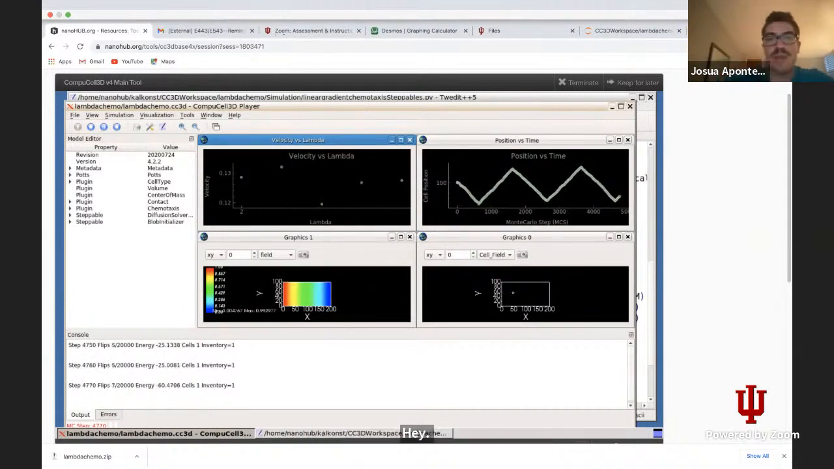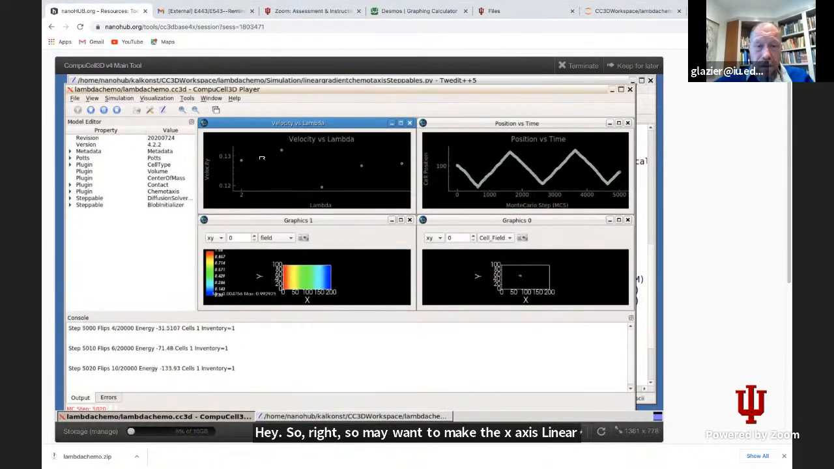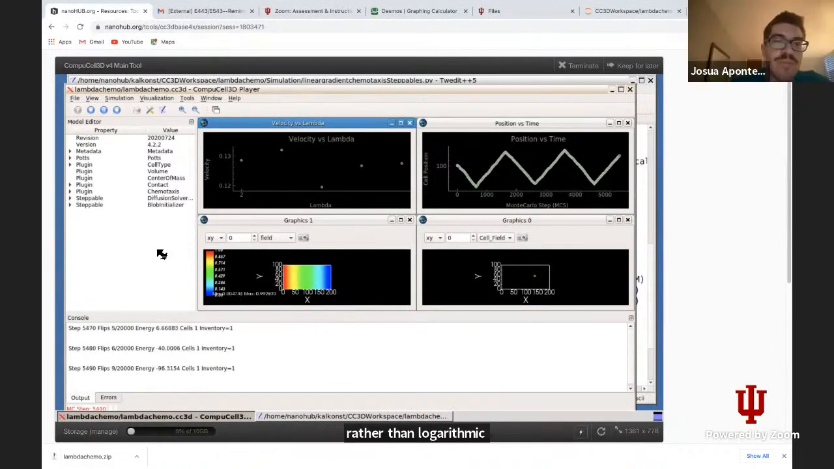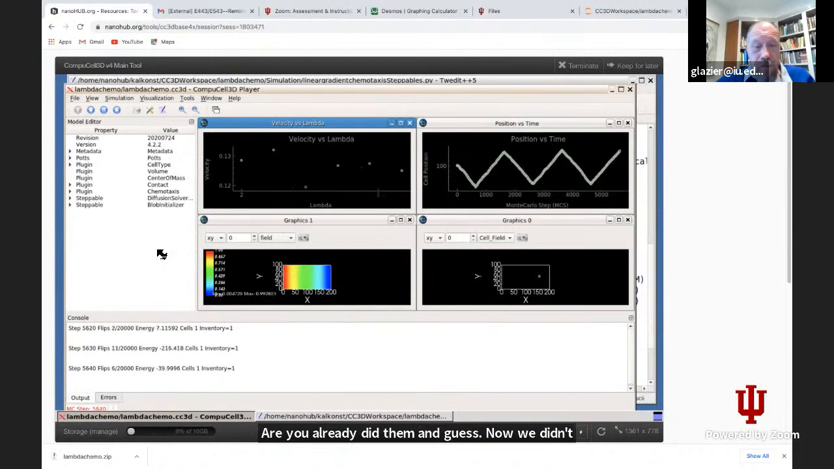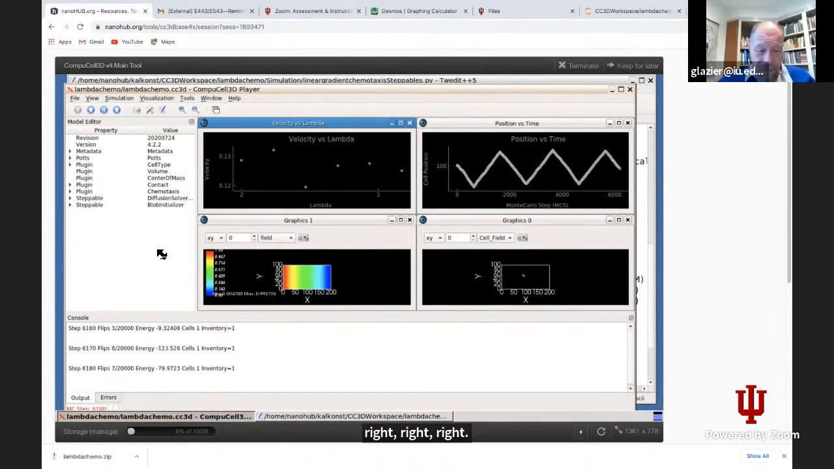Okay, so right. You may want to make the x-axis linear rather than logarithmic. Or you already did that, I guess. No, we didn't. Or you're multiplying lambda volume by, you got it. You're doing times equals for lambda volume. Right. I did a linear one. That's fine.